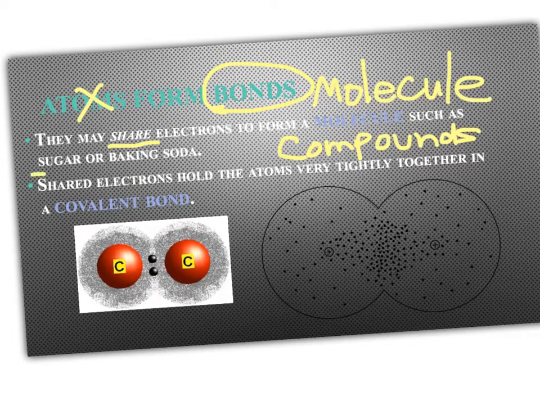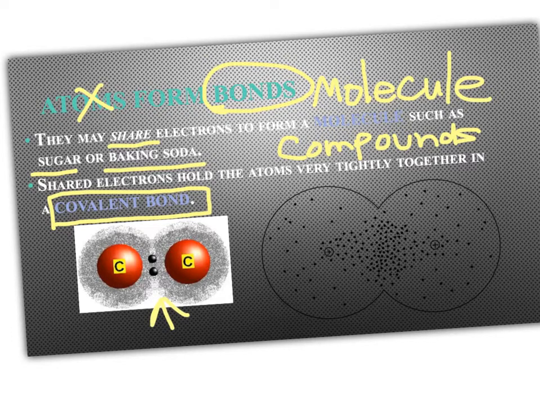An example of a compound is sugar. Another example is baking soda. Now, when atoms do this and they share electrons and they form these bonds, if they're sharing, it's called a covalent bond. Okay, an example of this is two carbons bonded together, like in here.